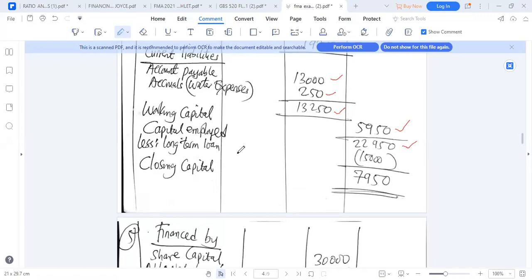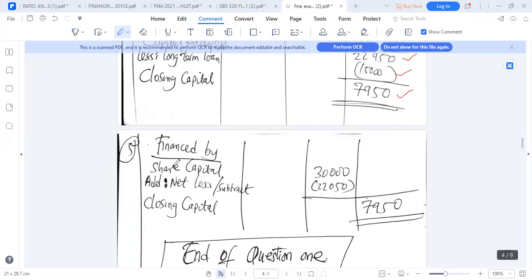We less a long-term loan, which we had for 15,000 to get our closing capital. So we want to connect this to our capital here. Financed by share capital is 30,000. We less or we add the net profit. So since we have a loss here, we subtract it. If there are any drawings, we can less as well. But since we have no drawings, we just subtract this and that, and we get 7,950. So this tallies with what? This, so it has balanced. All right.